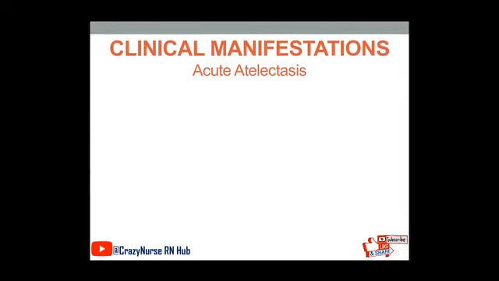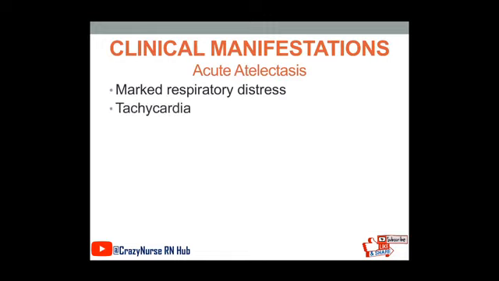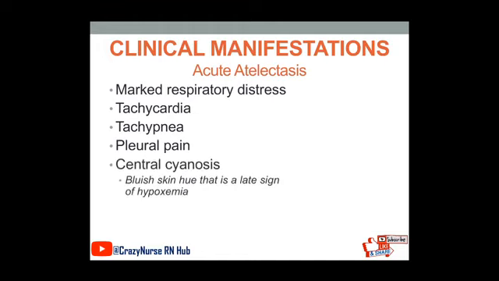For the clinical manifestations of your acute atelectasis, it is marked with respiratory distress, tachycardia, tachypnea, and pleural pain. We also have central cyanosis. It means there is a bluish skin hue that is a late sign of hypoxemia. Also, difficulty of breathing in supine. So these are the clinical manifestations under your acute atelectasis.